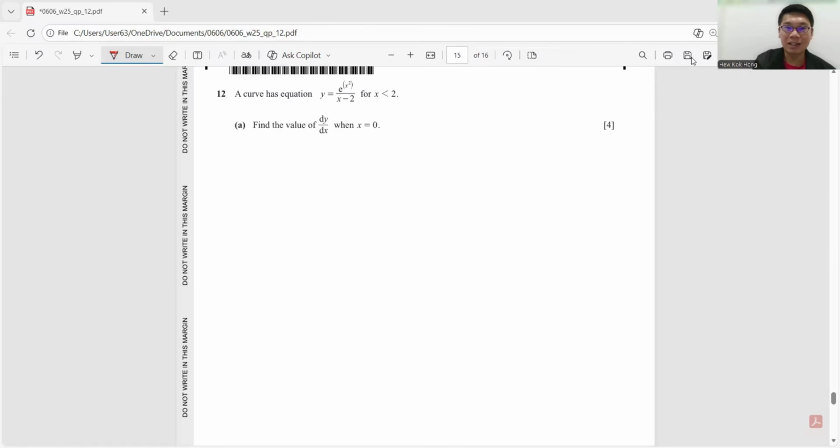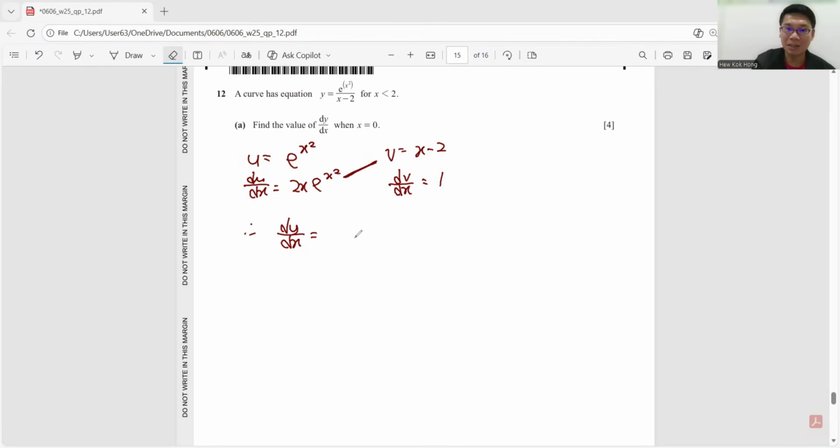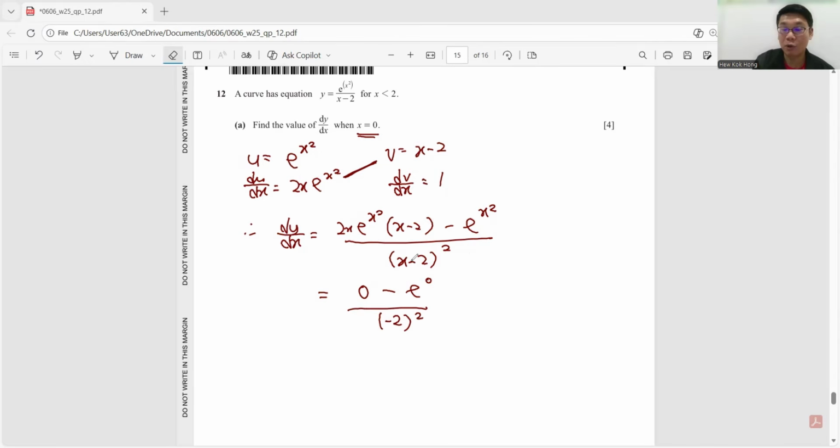Question 12 is a differentiation question. They say y is this and find the value of dy/dx. So we just use u and v. Quotient rule, so we use this times this minus this times this, divided by this square. And then they say when x equals 0, what is the value? So 2 times 0 is 0, so the whole term is just 0. And then here e power 0, and then here minus 2 square, because 0 minus 2 is minus 2. Then we can confirm it is minus 1 over 4.